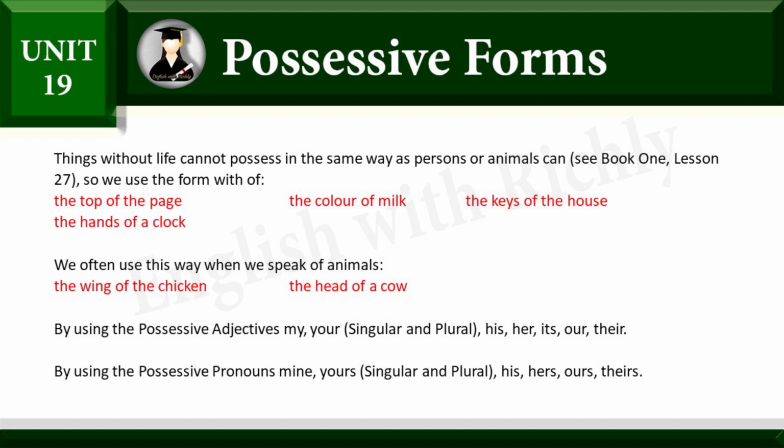By using the possessive adjectives my, your, singular and plural, his, her, its, our, their. My, your, his, her, its, our, their. இவ்வளவும் possessive adjectives-ஆக இருக்குது. possessive form குறிக்கிறதுக்காக pronouns-க்காக யூஸ் பண்ணுறோம். By using the possessive pronoun mine, yours, his, hers, ours, theirs. possessive pronouns-ஆக யூஸ் பண்ணப்படுது. mine என்னுடையது, yours உங்களுடையது, his அவனுடையது, hers அவளுடையது, ours எங்களுடையது, theirs அவர்களுடையது.